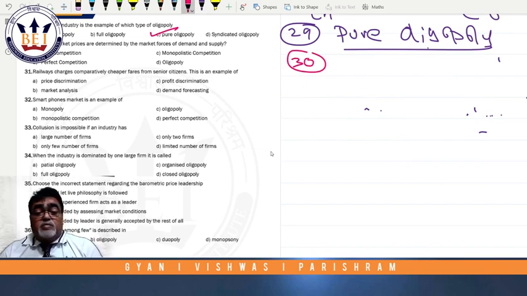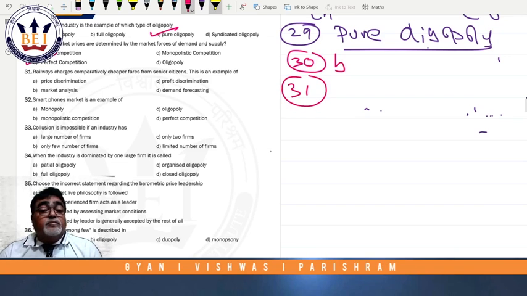Why not monopolistic? There is product differentiation. Oligopoly has indeterminateness of price, beta. No problem. So the answer should be perfect competition. Why? Because due to product homogeneity, price cannot be determined by each firm, rather industry determines price. And how does industry determine price? By demand and supply. Answer to 30 is perfect competition.